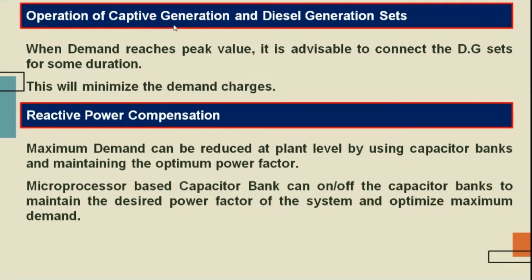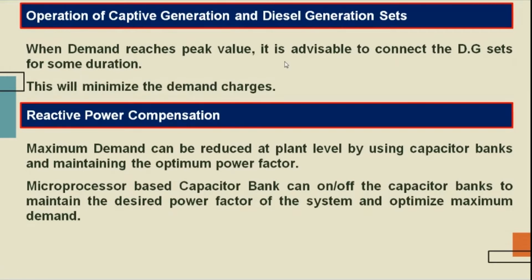So in that case, what they will do? They will have a captive power plant. Captive power plant means they will have their own power plant for their own application. So, operation of captive generation is one of the possible solutions for the demand side management. So, whenever the demand reaches the peak value, it is advisable to connect the DG generator sets for some duration.